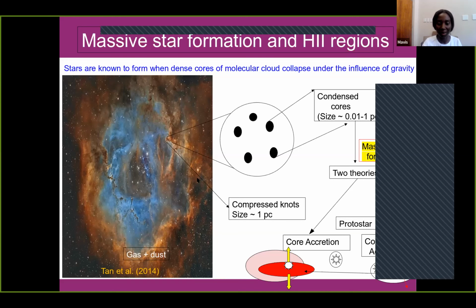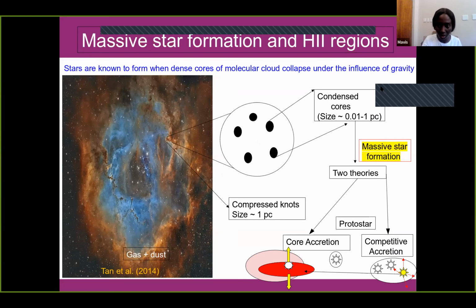So this is just a schematic diagram of how massive stars are formed. You have a cold compressed cloud, which undergoes accretion to form smaller cores, and these cores are dense, and they usually have sizes between 0.1 to 1 parsec.